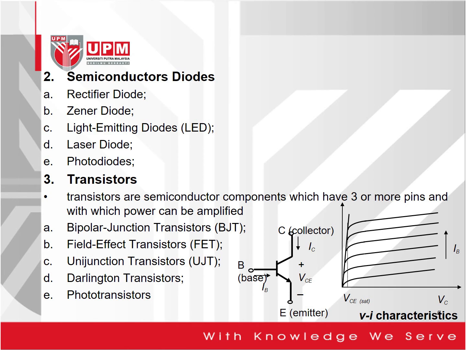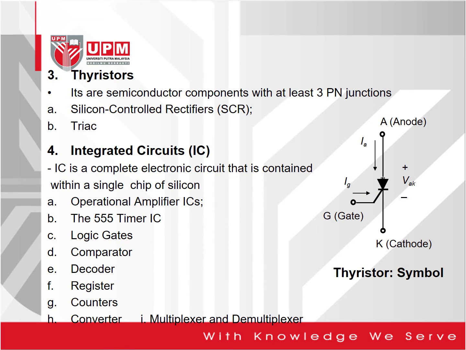Then another one for power electronics switching is the transistors. Transistors are semiconductor components which have three or more pins and with which power can be amplified. Examples of transistors are BJT, FET, UJT, and so on. Thyristors are semiconductor components with at least three PN junctions, such as the silicon controlled rectifier, SCR, and the triac.